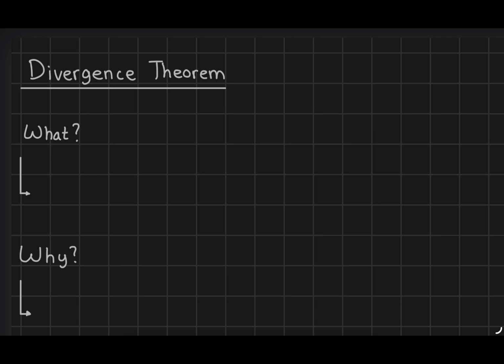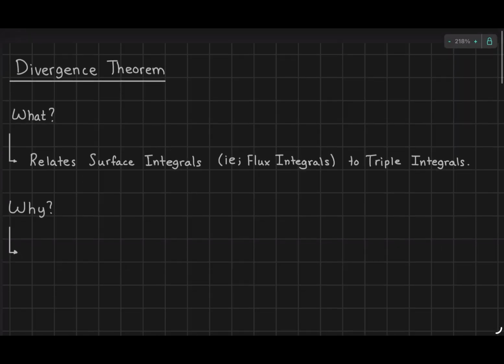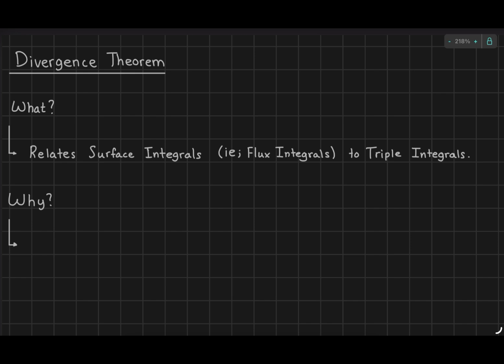So going into what the divergence theorem is, it essentially relates surface integrals, in other words, flux integrals, to triple integrals. And I specify the flux integrals part because what we're doing is relating it to vector surface integrals. And just recall that vector surface integrals typically are going to calculate flux.